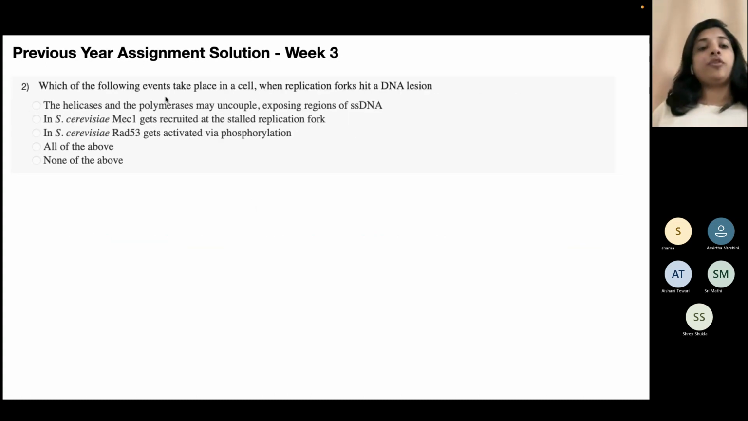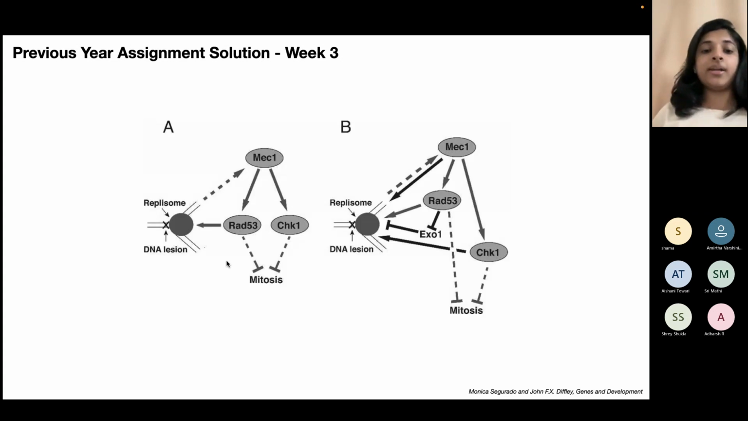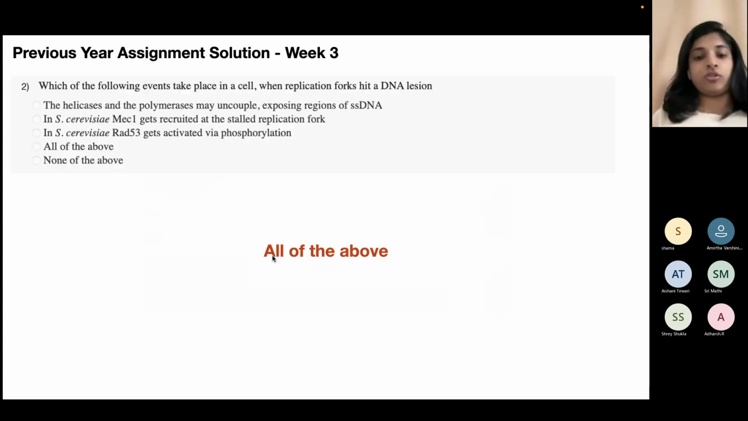The next question was, which of the following events takes place in a cell when a replication fork hits a DNA lesion? A DNA lesion is basically an incorrect base pair, a strand breakage, or any damage present in the DNA. And this will initiate repair proteins. In yeast, the ones recruited are MEC1 and RAD53. MEC1 is an upstream kinase that phosphorylates RAD53. RAD53 then stabilizes the fork and does not let it move forward, and also inhibits mitosis, as in it inhibits the progression of the cell cycle. And this is what this question is talking about.